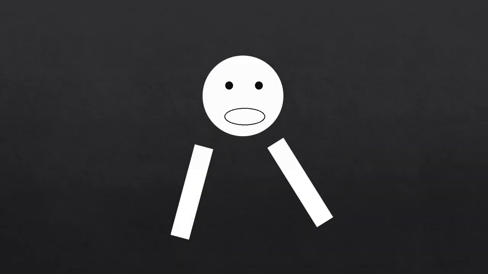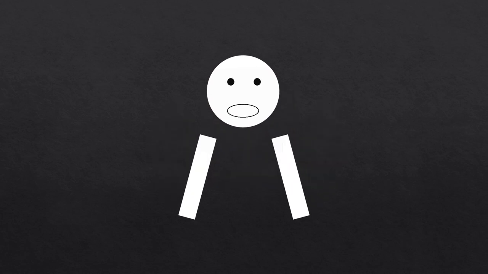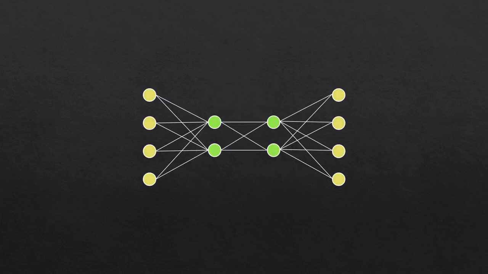Hi, imagine this: what would happen when you combine a cat and a human? Wait, let's first go back to the beginning to see how we got here. At the end of the video I'll show you what happens when you combine them. To get to this point, I used a neural network.